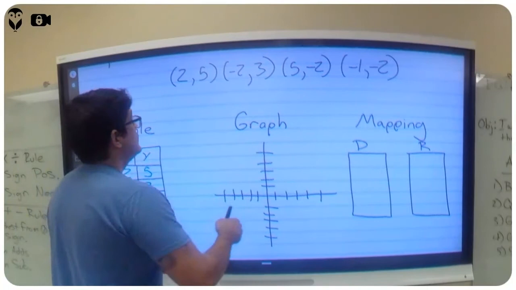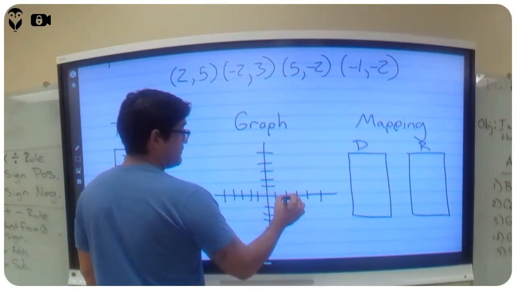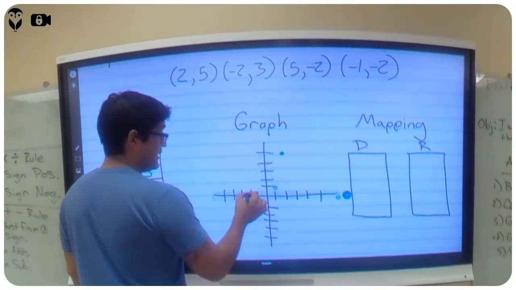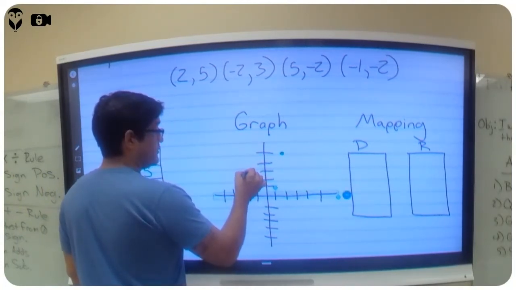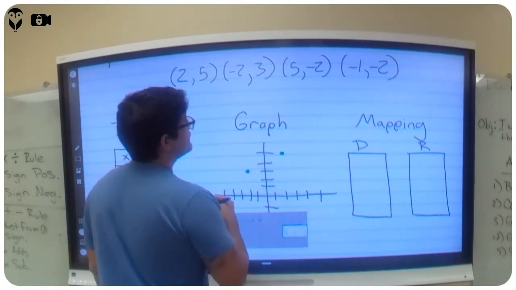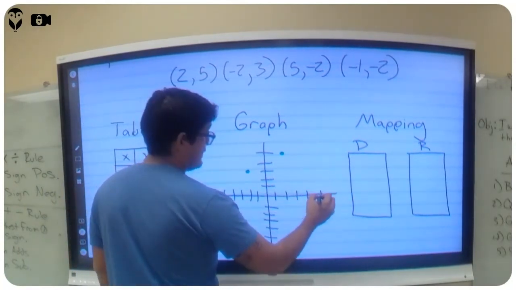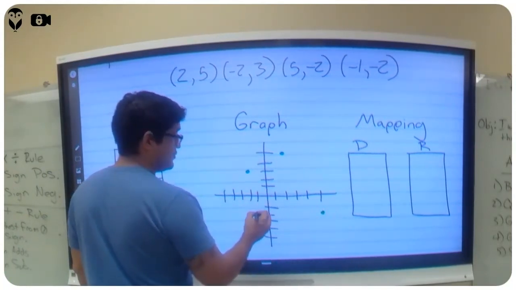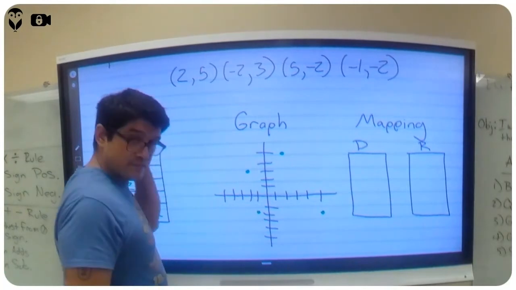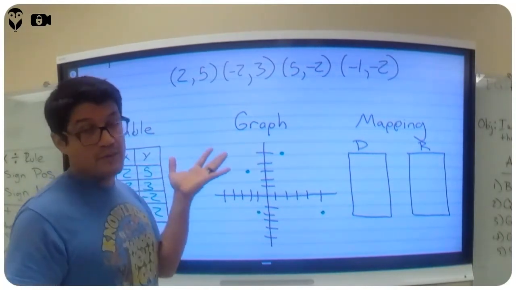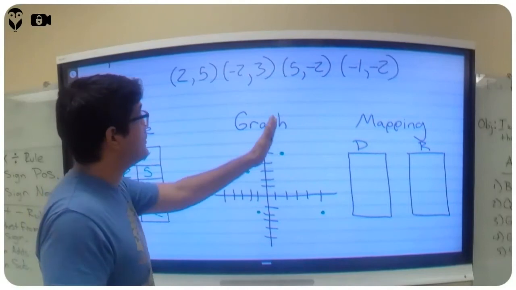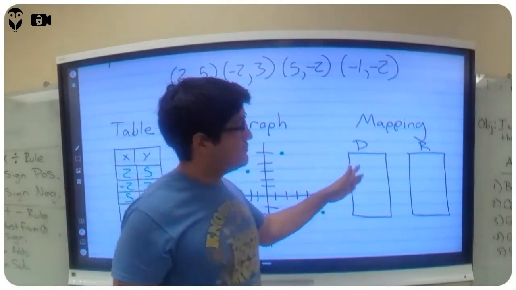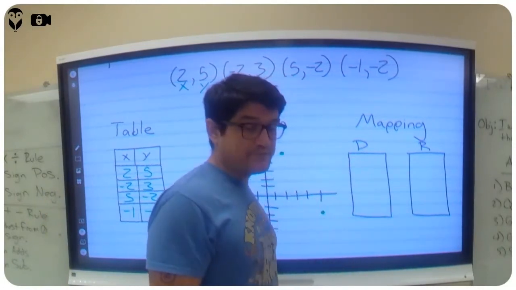Graphing 2, 5. So 2 to the right, 5 up. Negative 2, 3, right over here. 5, negative 2, that'll put you over here. Negative 1 and negative 2. If one of these dots is wrong, you're going to be wrong. So make sure that you know how to graph and find coordinates. These are always x, these are always y. Or domain and range.